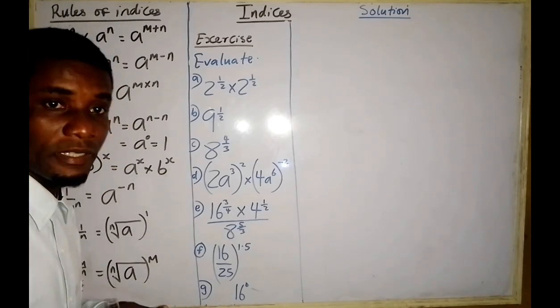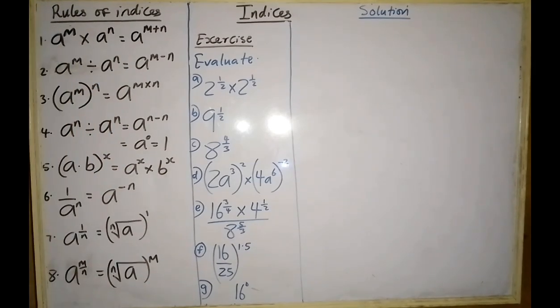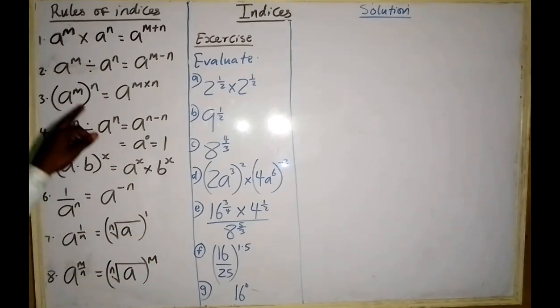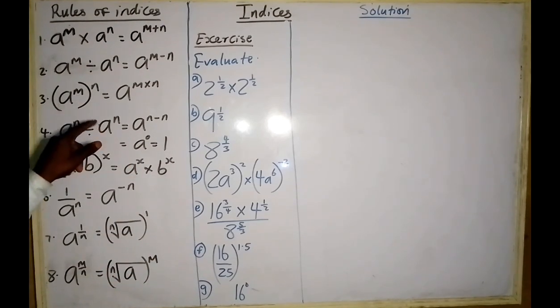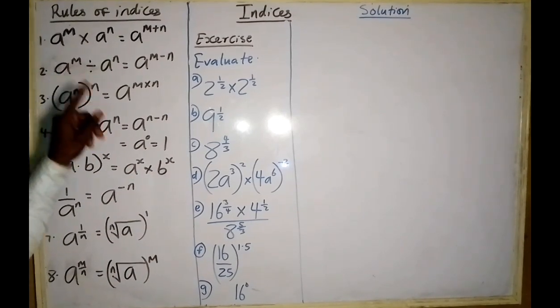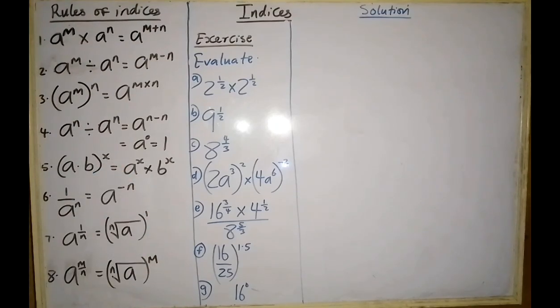The third law is the power law. The power law says that when a base with an index m is being raised to another index n, the two indices are meant to be multiplied together.